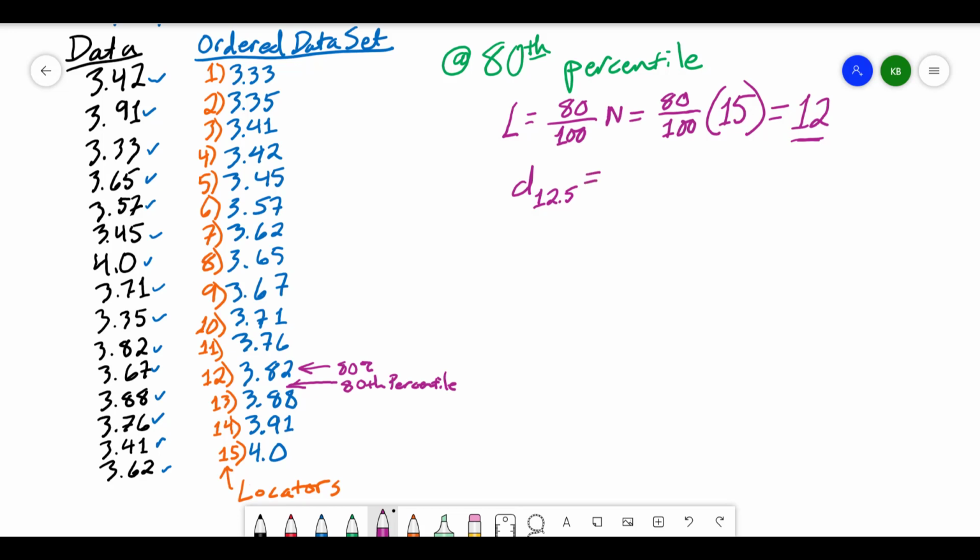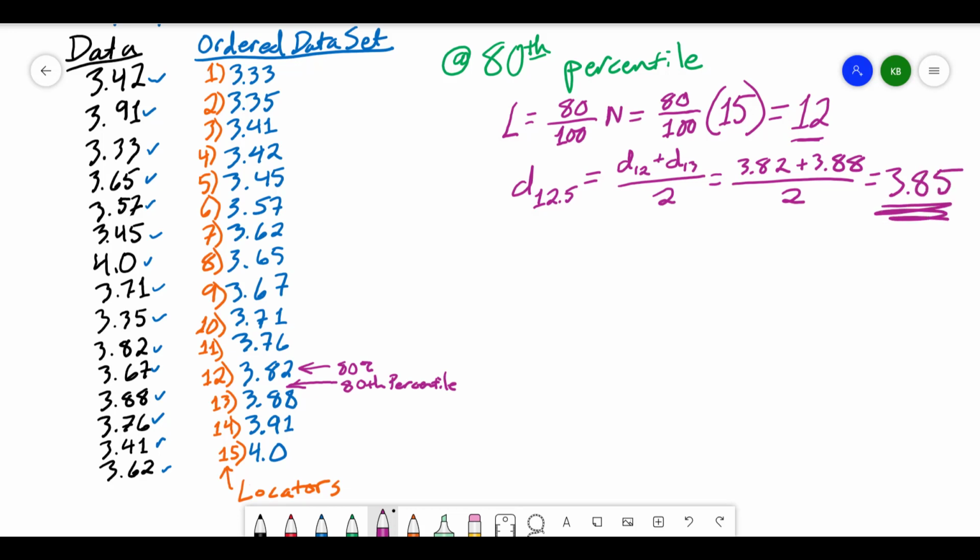What this is saying is to take data point 12 and data point 13 and to find the average of them. So we're going to divide by 2. So we'll do data point 12 plus data point 13, and we'll divide by 2, and that'll give us the data point that's halfway between data point 12 and 13. So in this case, I'll do 3.82 plus 3.88 and divide by 2, and I'll get 3.85. And that right there will be my 80th percentile.